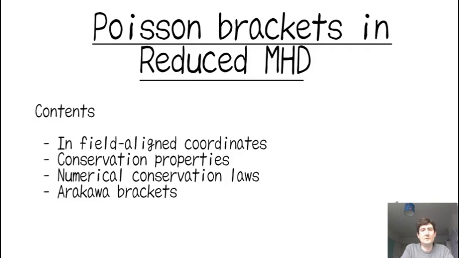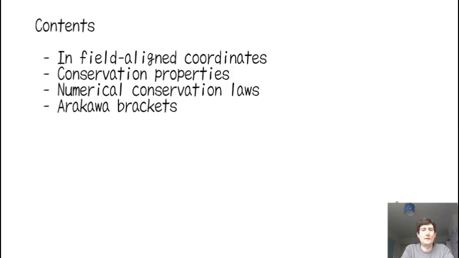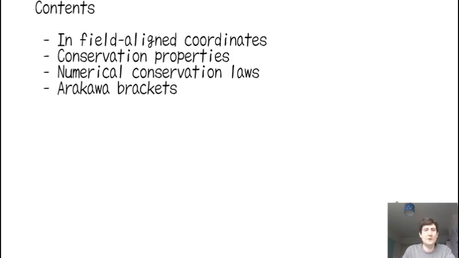And I'll show some of the properties that we need and some of the properties that are broken when you implement them in a simple way numerically, and then one particular quite classic way of solving this problem, which is called Arakawa brackets. And so we're going to start by showing how these Poisson brackets arise.